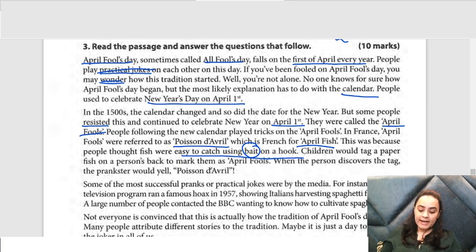And the children would tag a paper fish on a person's back to mark them as April Fools. And what did the children do? The children would make a paper fish and put it on their back in order to highlight them as April Fools. When the person discovers the tag, the prankster would yell Poisson d'Avril. And when the person on whose back the paper fish was put discovered the tag, the children who played the prank on them would scream Poisson d'Avril, that means April fish.